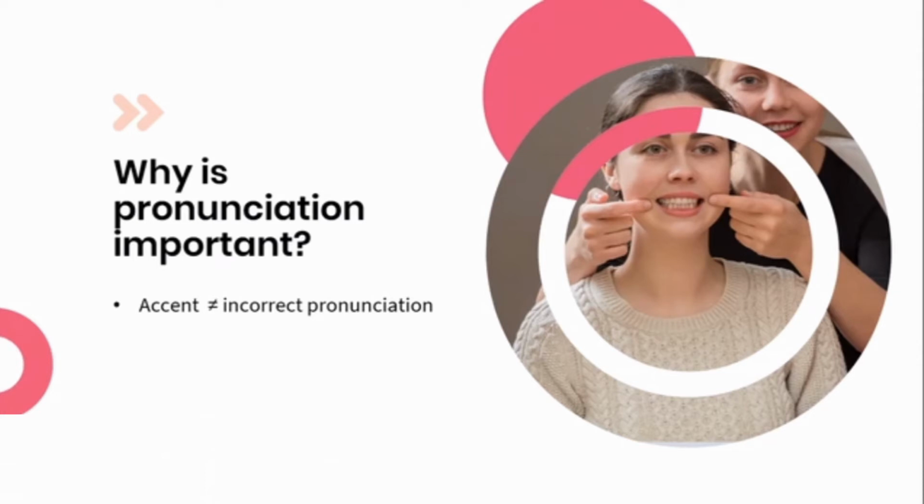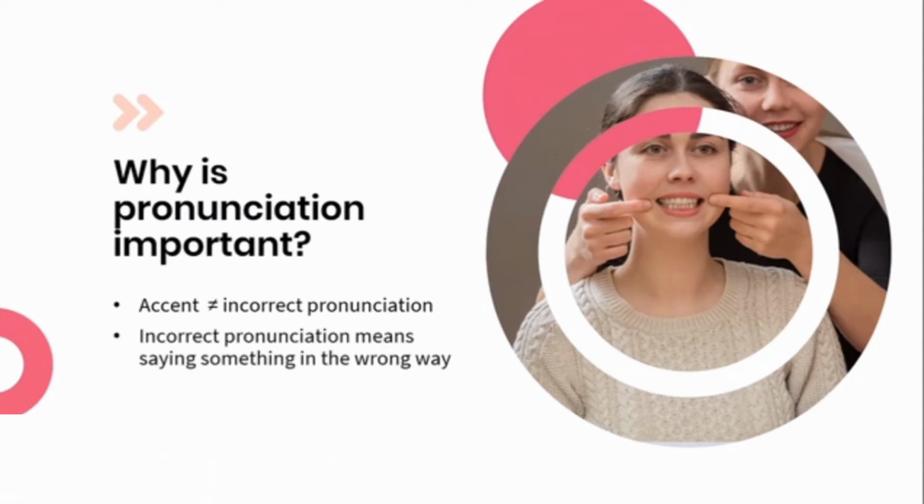There are many different accents all around the world. An accent can be part of your identity. It makes you who you are. It makes you unique. But incorrect pronunciation is when someone says a word or sentence in the wrong way. This can often lead to confusion. When you pronounce something incorrectly, you may think you're saying something, but you're actually saying something completely different.